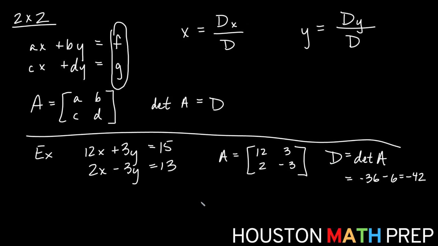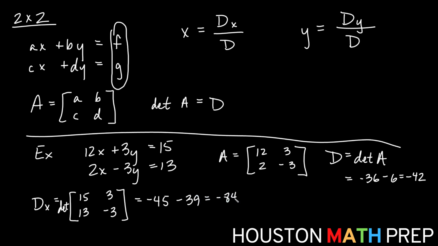To find D sub x, we will take our coefficient matrix A, and in place of the coefficients in the x column, so the 12 and the 2 in this case, we swap in the right-hand side values in order. So 15 and 13 go in the x column for the coefficients, and we leave the other column the same. If we do the determinant of that, we get negative 45, minus 39, so that is negative 84.